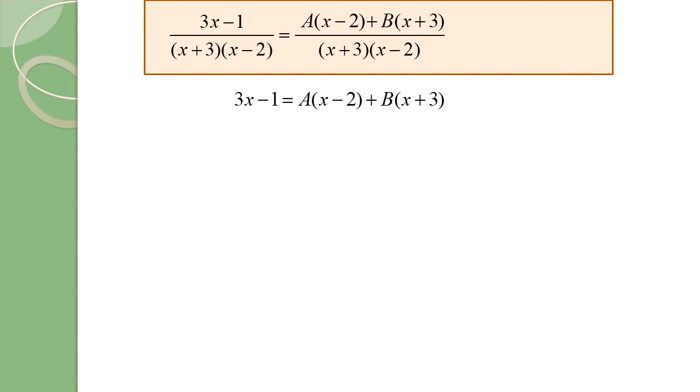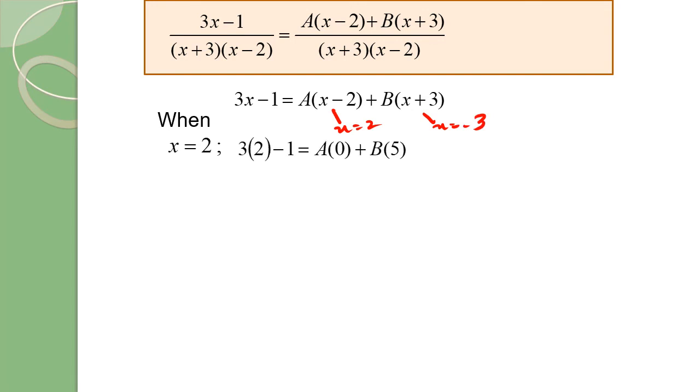So the next step is to find the value of A and B. We can choose the value of x to substitute. So what is the value of x we should choose? We can take either 2 or negative 3. So when x equals 2, we have 3 of 2 minus 1 equal to B multiplied by, so we can ignore A because 2 minus 2 is 0. So B multiplied with 2 plus 3, which is 5. So 5B equals 5. So B equals 1.